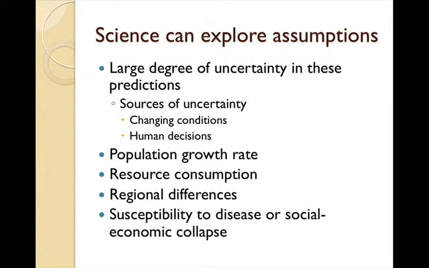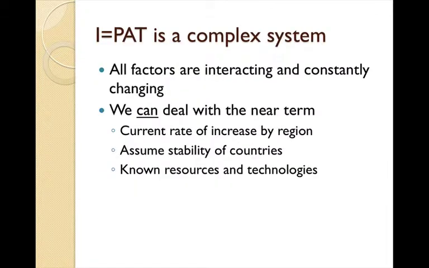So we're not picking one of these models as being correct or incorrect, but there's a large degree of uncertainty in all of these predictions. Those sources of uncertainty are the changing conditions and human decisions, and all of these are related to population itself: what the population decides to do, resource consumption, human choices, and then things that technology may or may not be able to affect, such as susceptibility to disease or economic growth. So we can use science to explore these possibilities, but we can't ever pick one as being the outcome for human population.